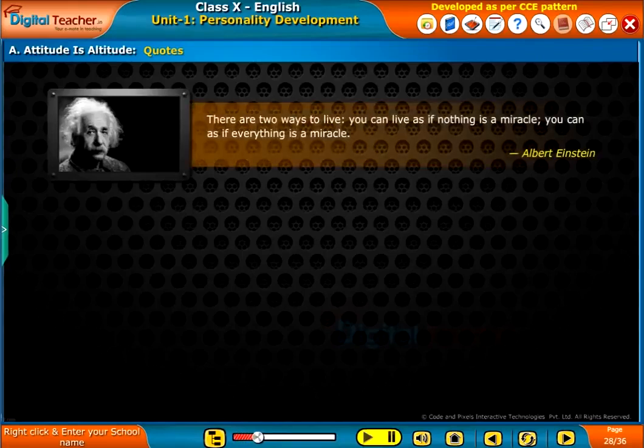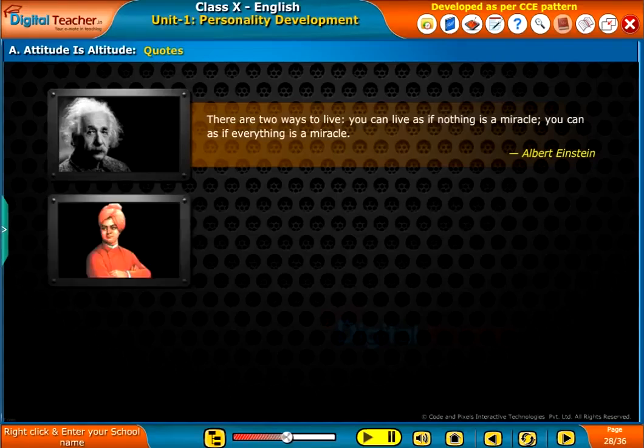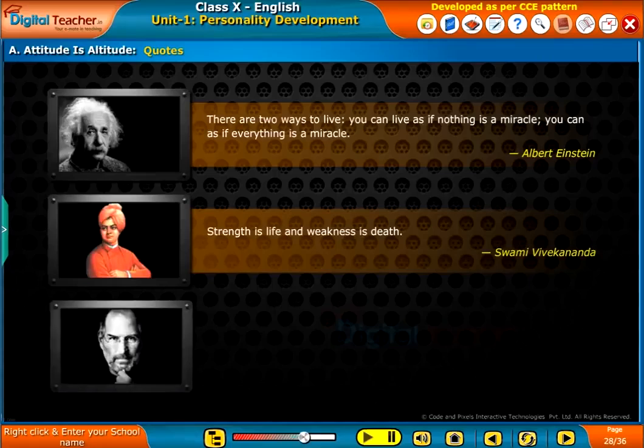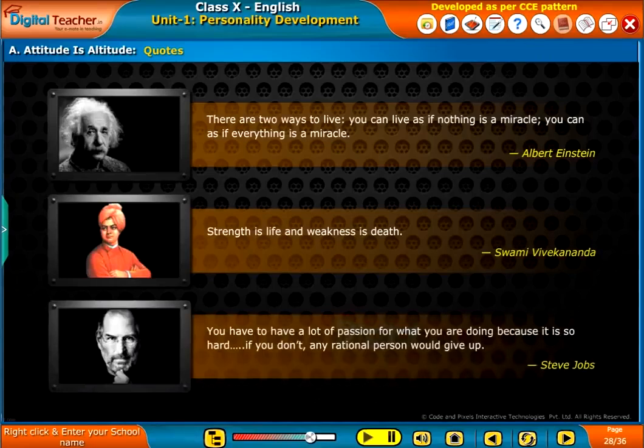There are two ways to live. You can live as if nothing is a miracle. You can live as if everything is a miracle. Albert Einstein. Strength is life and weakness is death. Swami Vivekananda. You have to have a lot of passion for what you are doing because it is so hard. If you don't, any rational person would give up. Steve Jobs.